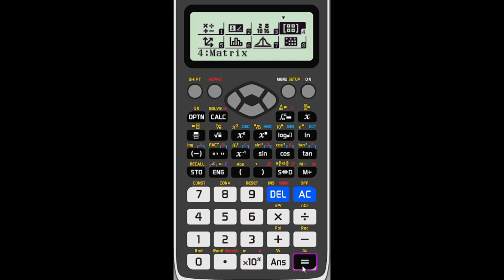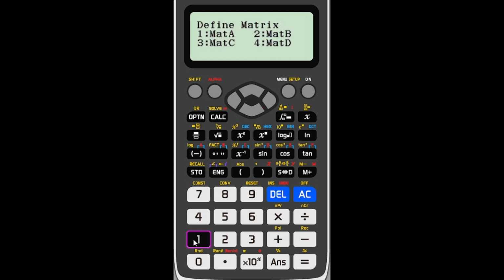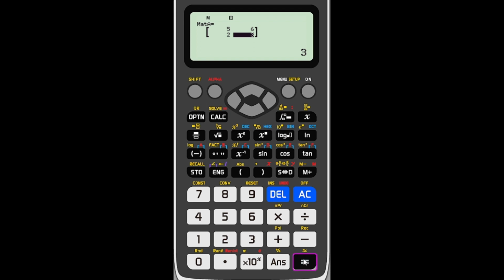Then we have matrices, right? We can define a matrix like this, right? Then we can press the options button and it will let us use those matrices. Okay, so let's add numbers into this. So 5, 6, 2, 3, press equals, and now it is stored. Now we go to define matrix. We press 2, 2, 2. Let's take the standard forms of matrices.